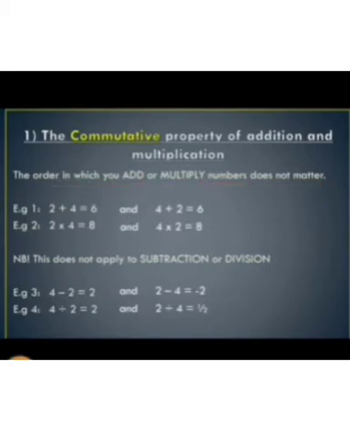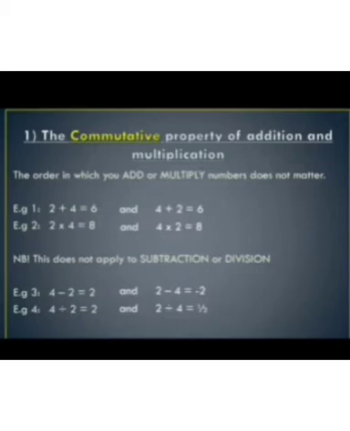For example, if we add 4 to 2, we get 6. Similarly, if we add 2 to 4, we get 6. The sum of two whole numbers remains the same if the order of the numbers is changed.